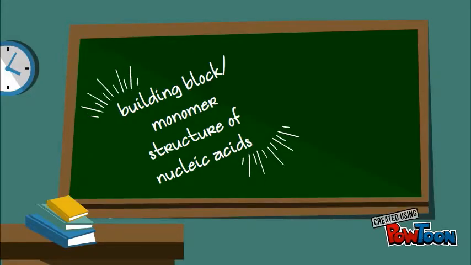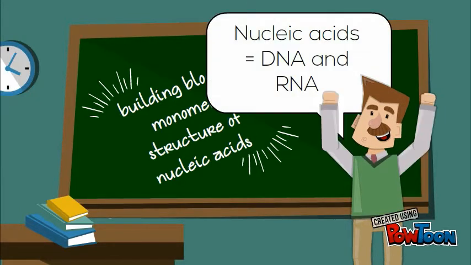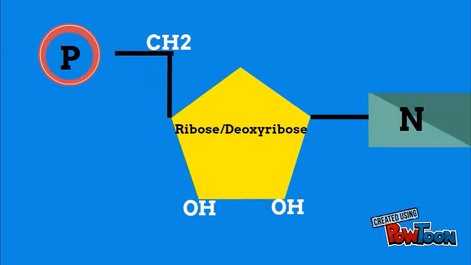The nucleotide is the building block or monomer structure of the nucleic acid polymers DNA and RNA, essential biomolecules for all life force on Earth. It is made up of a phosphate group, a 5-sided pentose sugar which is either ribose or deoxyribose and therefore differentiates DNA from RNA, and a nitrogenous base.